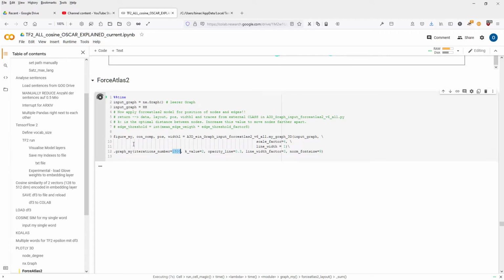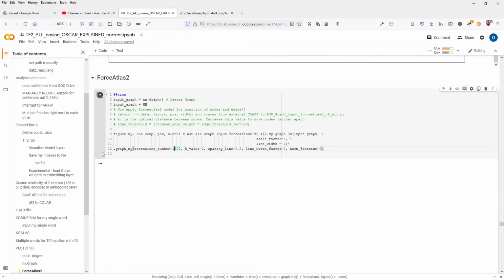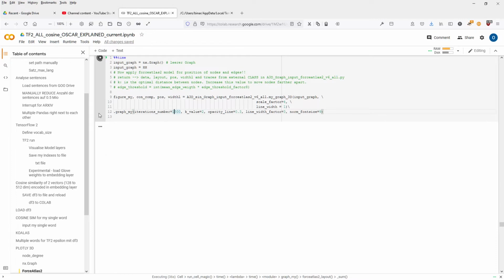Calculated it. And a graph visualization with the algorithm of Force Atlas 2. It's a very simple algorithm I've written. There's nothing special about it. I can just input here my parameters: my opacity line, my width factor, my font size, the scale factor, the line width, my iteration, which is essential if you encounter a more complex problem. But this should be done very soon.